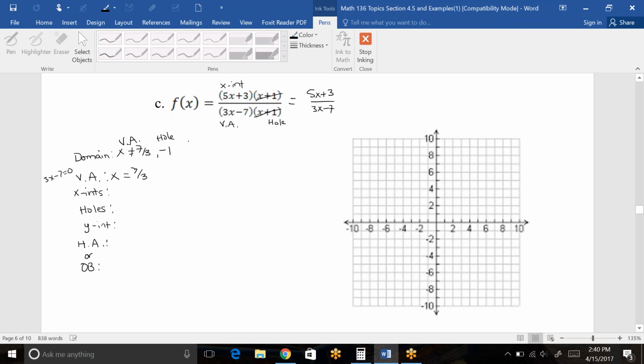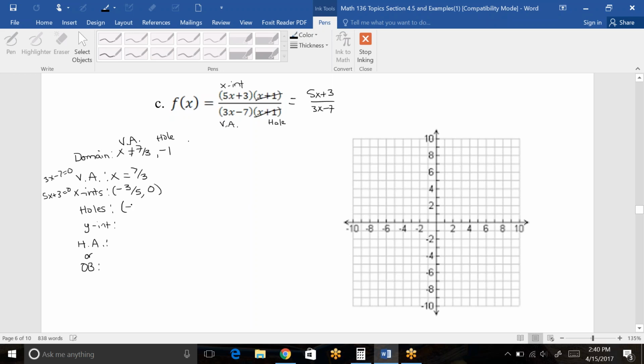some things are holes. The x-intercept happens by setting the top part that still has an x equal to 0. So we'd subtract 3 and then divide by 5. And remember, that's an ordered pair, so -3/5 comma 0.